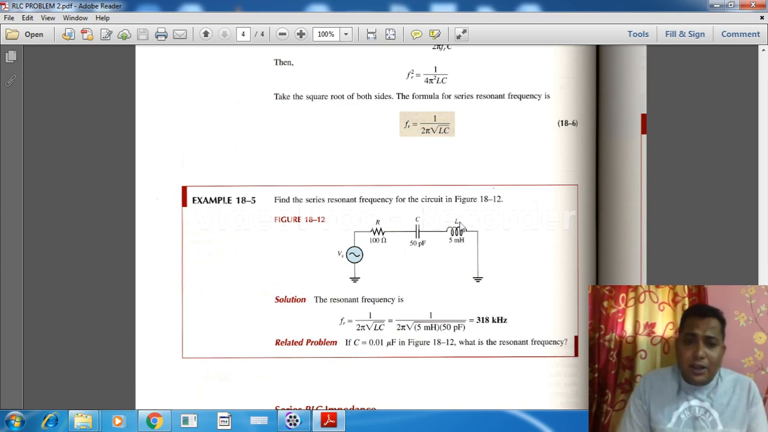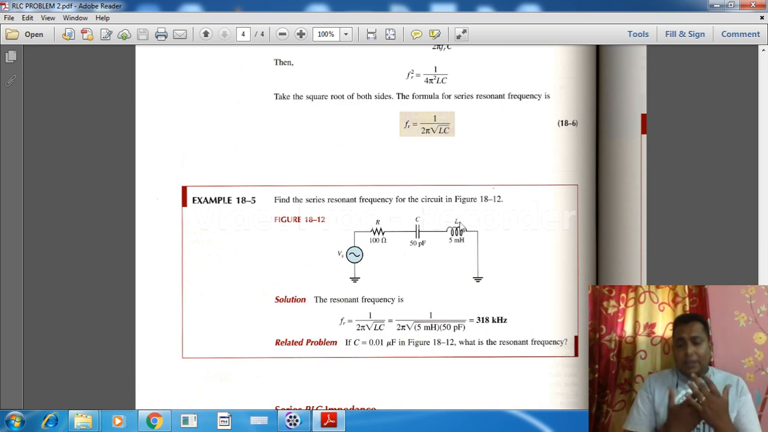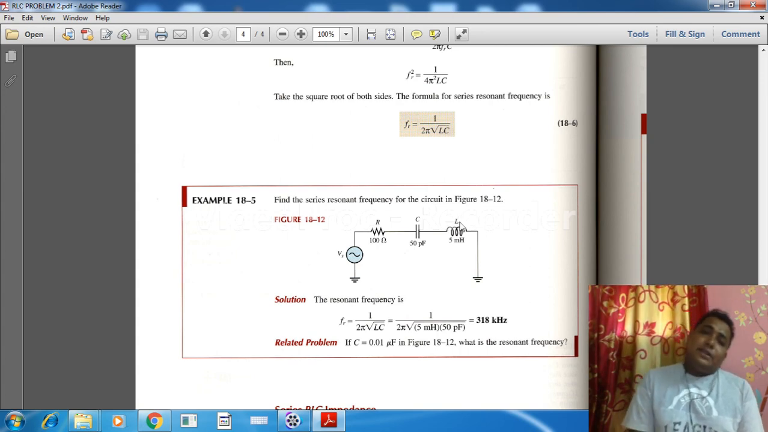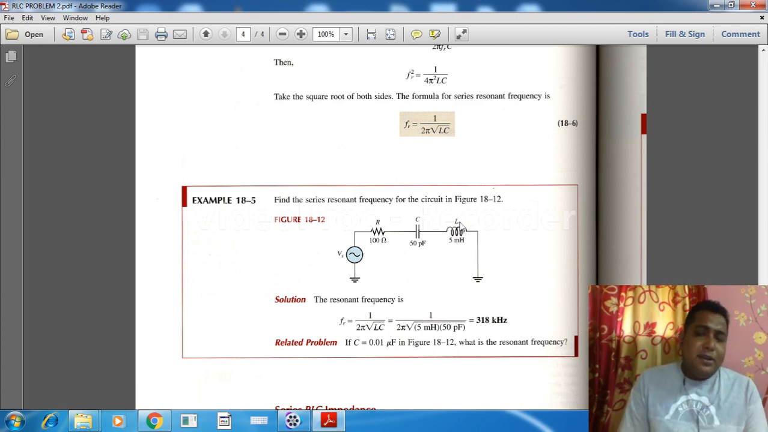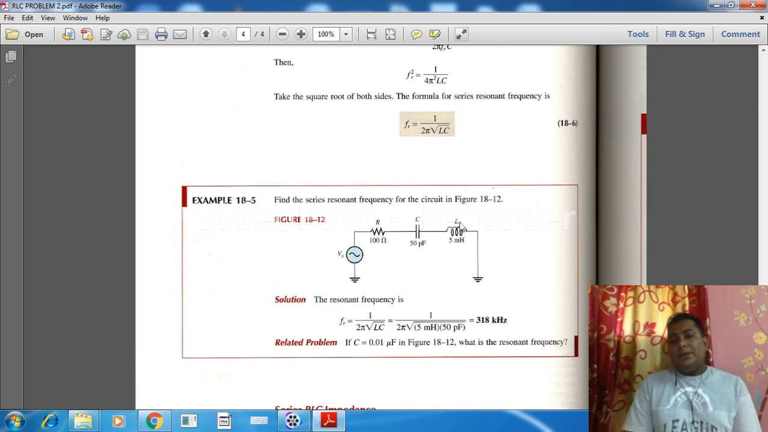So this is all about the RLC series circuit that we have discussed in this particular class. In the next class, we are going to discuss the RLC parallel circuit. And I think after this session, you are able to understand what equations we have, what the condition of resonating frequency is, what happens with the circuit when resonance occurs, what characteristics appear in the circuit, and related problems that we have solved.